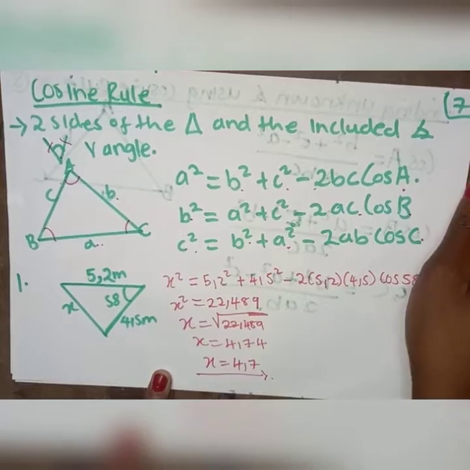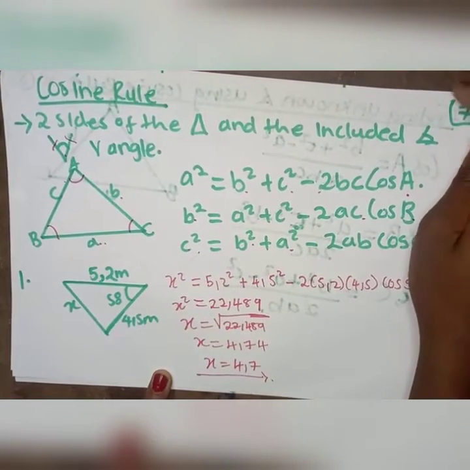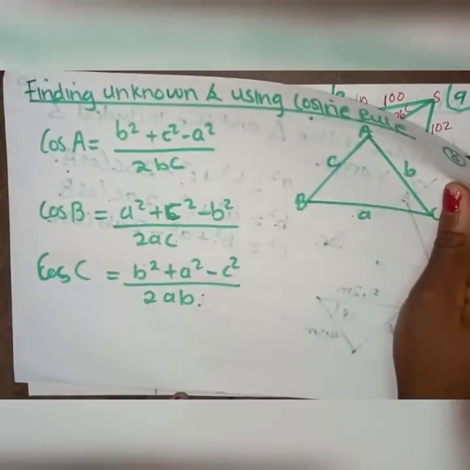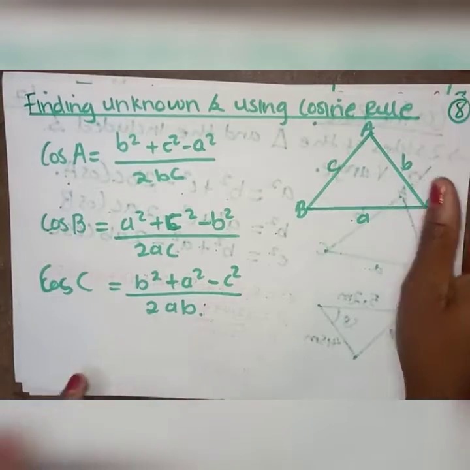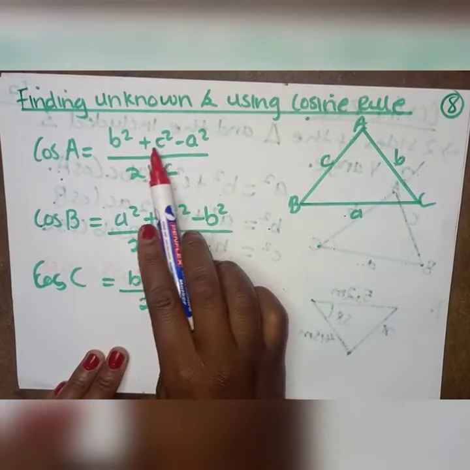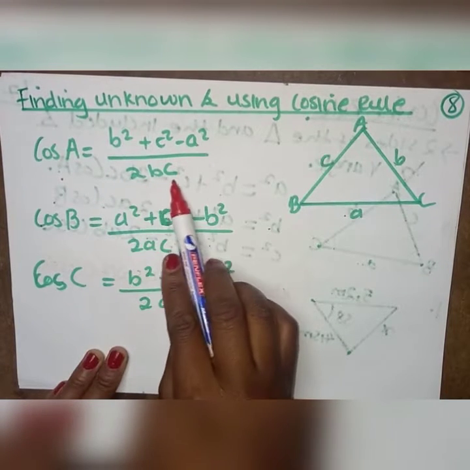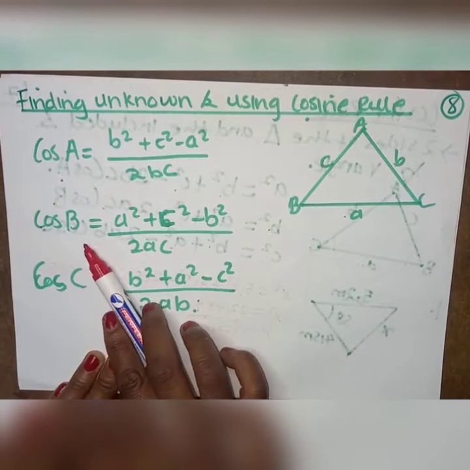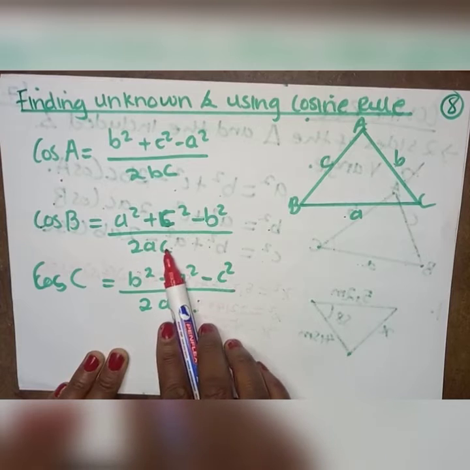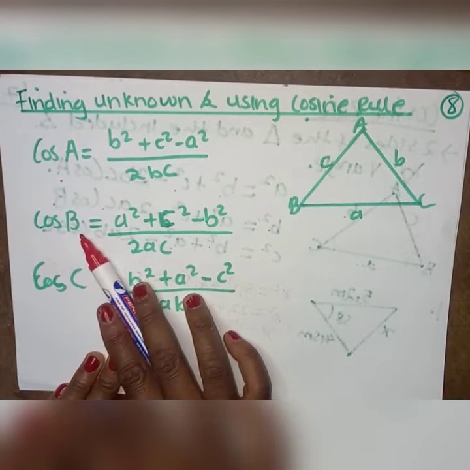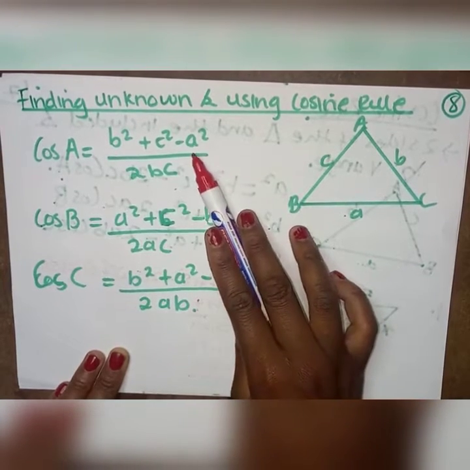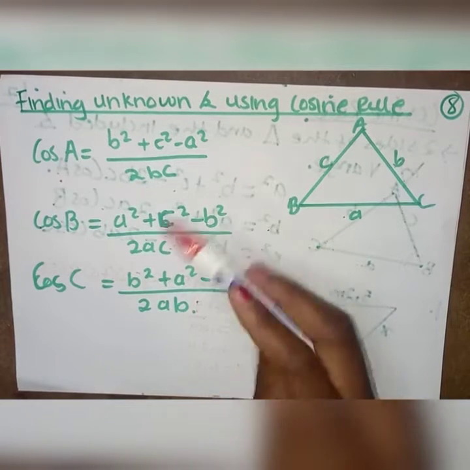Okay, so now let's move on to calculating the missing angle using the cosine rule. Which formula do we use? So let's say our missing angle is A. We want cos A, which is equal to b squared plus c squared minus a squared all over 2bc. Cos B is a squared plus c squared minus b squared all over 2ac. Take note, if it's cos B, we are subtracting b squared. Cos C, we are subtracting c squared. Cos A, we are subtracting a squared there.